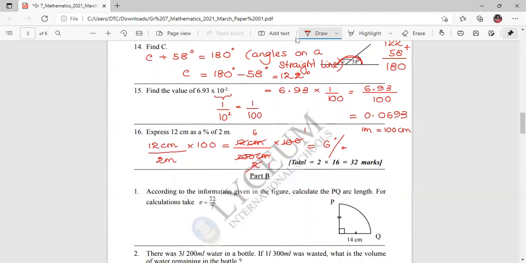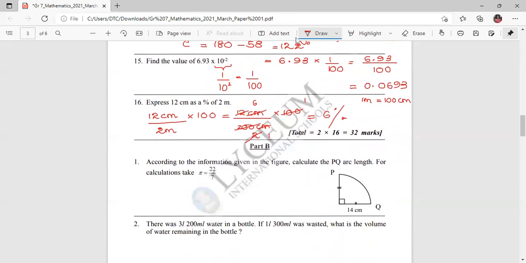Then question number 15, you want to find the value of the given number. For that, first of all, you want to understand what is the meaning of 10 to the power negative 2. You have the negative index. To convert this negative into positive index, we want to get the reciprocal, children. That is why I wrote it as 1 over 10 to the power 2. 10 to the power 2 means 1 over 100.